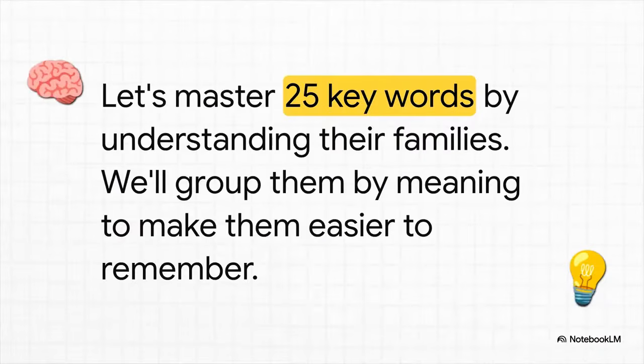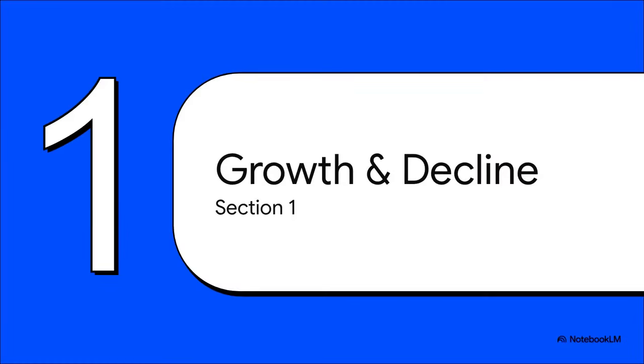So our whole approach today is about making connections. See, instead of trying to learn words one by one, totally isolated, we're going to group them into families that share a similar meaning. This is a game changer because it forces you to compare them, contrast them, and really lock them into your long-term memory. Okay, let's dive into our first word family. This one's all about growth and decline.